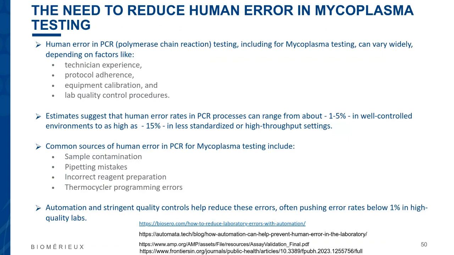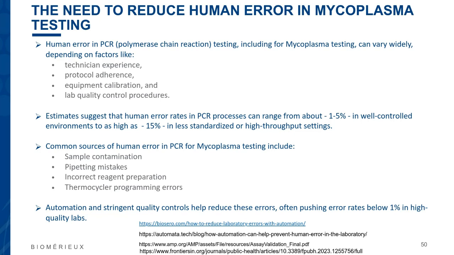So the other point, based on the topic today, is how to reduce human errors in mycoplasma testing. And before going to that, we need to see what are the most common human errors when we run a PCR testing. This could be general, but also including mycoplasma. Different factors have been listed, like the technician experience, following the right SOPs, the calibration of the equipment, and also the procedures for the quality control of the lab.